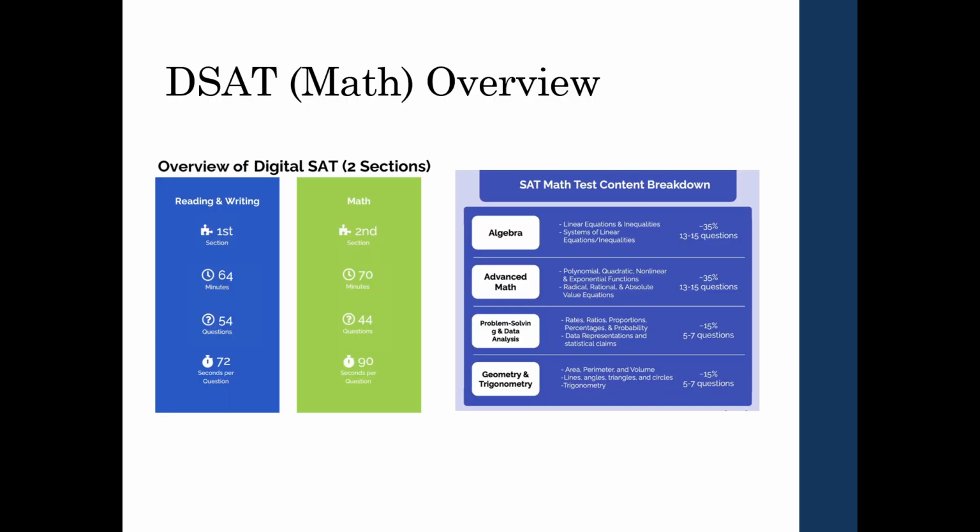So DSAT Math overview. First thing that you should know is we will start doing math section once we finish our evidence-based reading writing. When we finish both modules of English section, we'll have two modules of math section. Each module will be 35 minutes long, and in each module there will be 22 questions, so that will be about 90 seconds for each question.